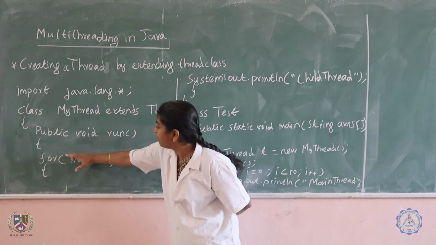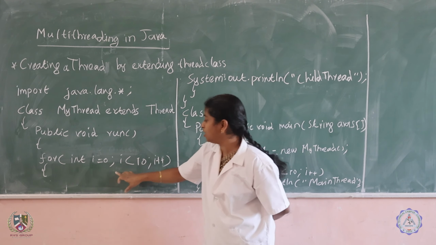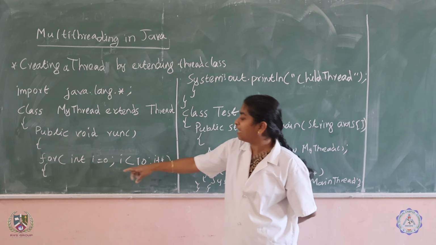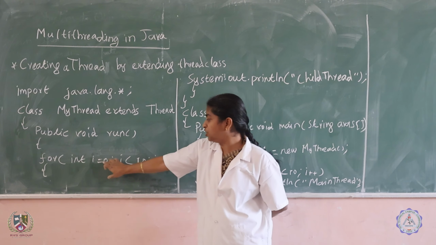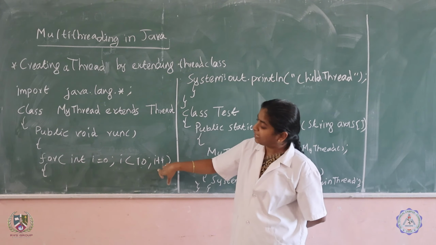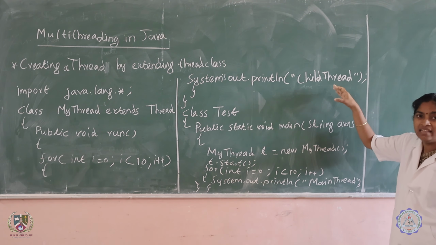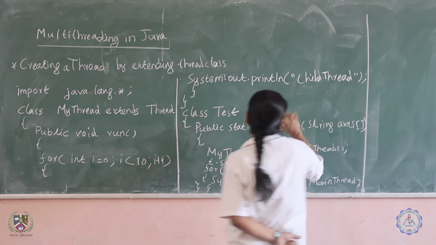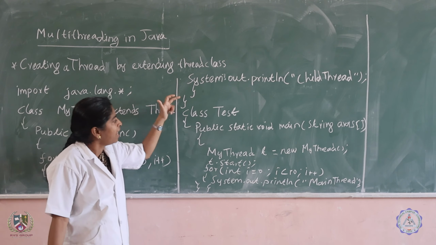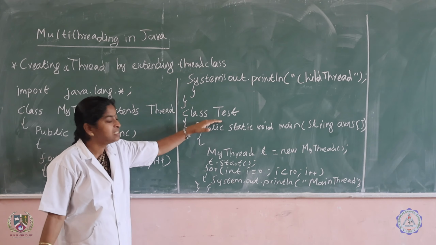The body of the run method has a loop: for int i = 0, i < 10, i++. We are initializing the number 0, we are setting the condition, and we are incrementing. In the body of the loop, we are printing a child thread message for 10 times.